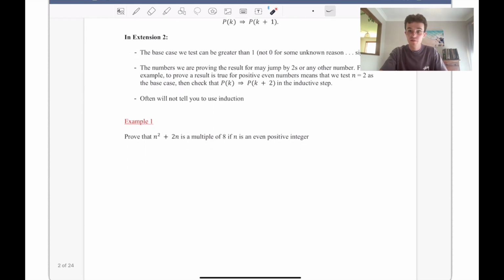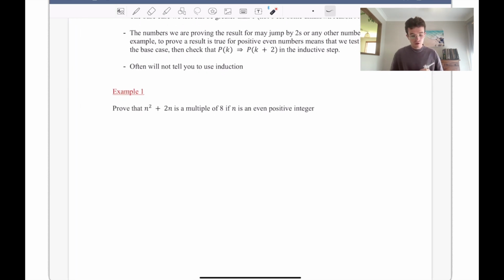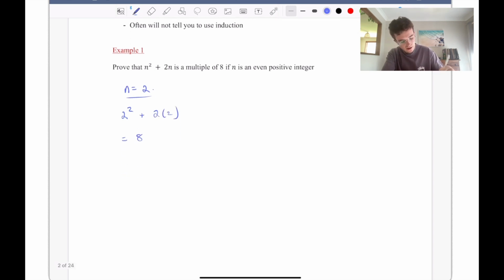So here we can see in example 1, it doesn't say the word induction anywhere. So prove that n squared plus 2n is a multiple of 8 if n is an even positive integer. So instead of testing n is 1, our first initial case is going to be testing n is 2. So 2 squared plus 2 times 2 is 4 plus 4, which is 8. Okay. Now then we would conclude and go, therefore true for n is equal to 2.